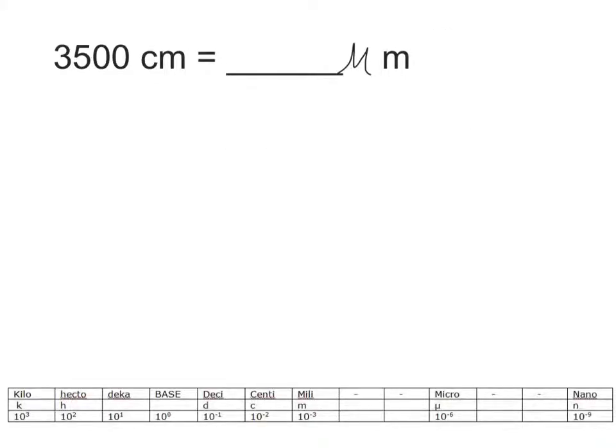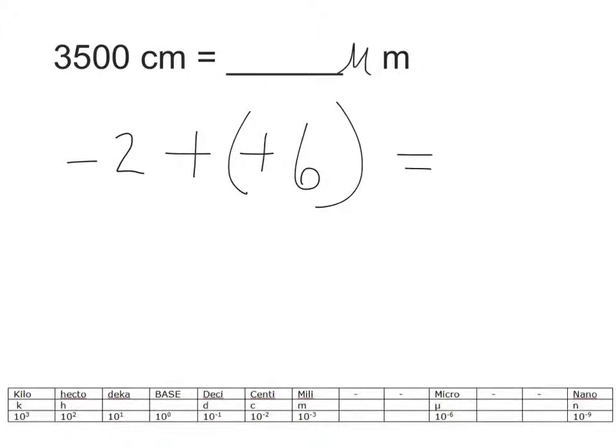Alright, here's another example. We have 3,500 centimeters and we want to convert that into micrometers. Okay, so again, we're going to look for our exponent. We're going to start with centi, so 10 to the -2. So we have -2, and we're going to subtract the exponent for micro. So micro has a -6. So remember, -6. So -2 minus a -6, two negatives equal a positive. So -2 plus 6 is going to be 4.